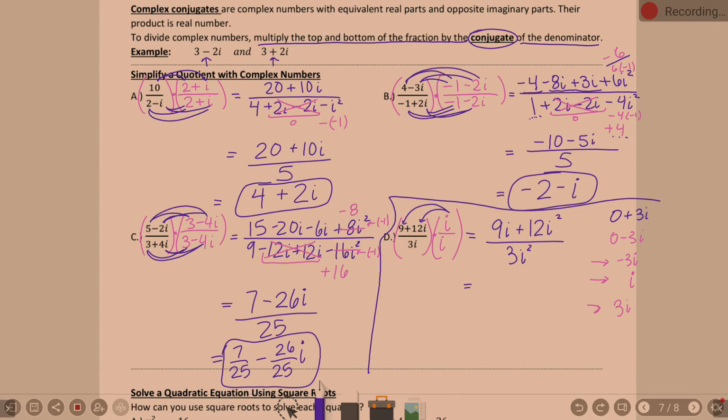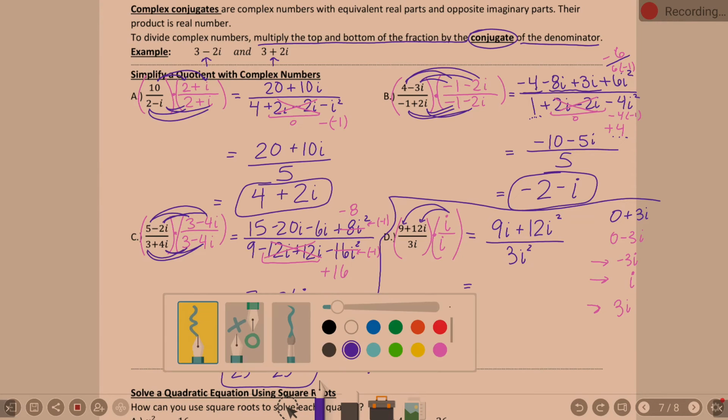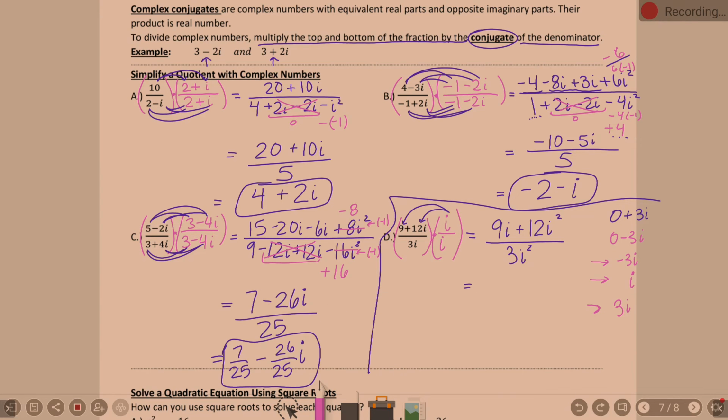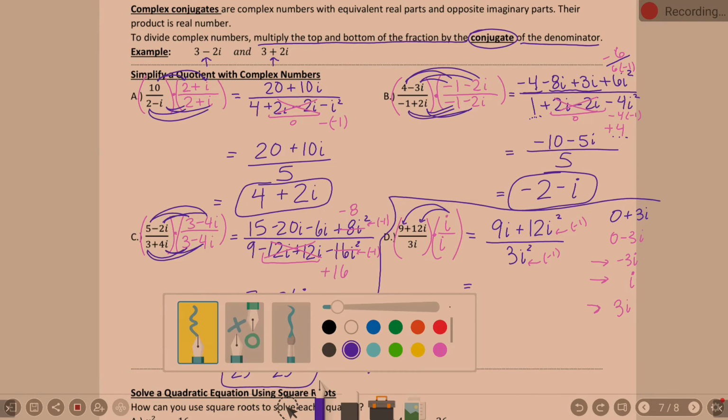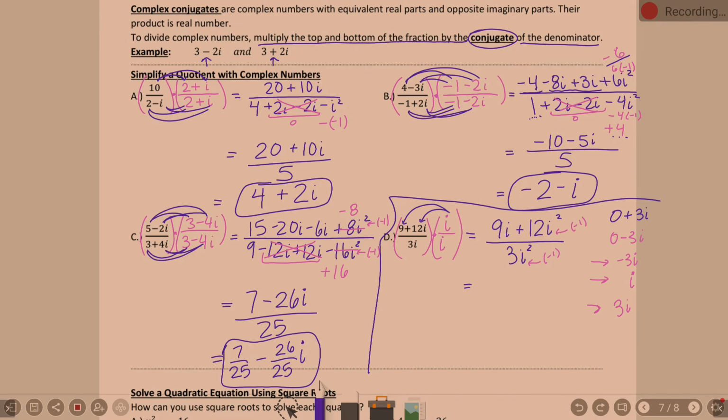What do we know about i squareds? i squareds are negative 1. So look at what happens if we make those negative 1s. 9i is still 9i. What does plus 12i squared become? 12 times negative 1 is going to be minus 12. 3i squared, 3 times negative 1 makes it negative 3.